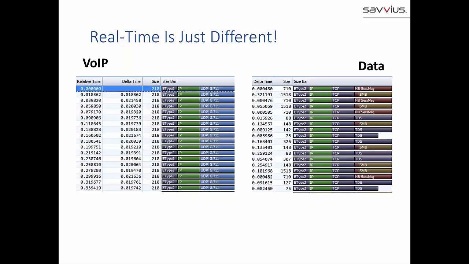So what I'm showing here is just two small snippets, screenshots from both a data stream and a VoIP stream. What we're looking at, row by row, is a snippet of a decode of individual packets, and I only snipped out those columns, the delta time, size, and the size bar, which really shows the type of data in the packet, just to highlight a few points. Of course, there would be a lot more data for any given packet, but these are the columns that really are able to highlight what I feel are some of the key differences between something that's real time and something that's maybe not necessarily as real time.